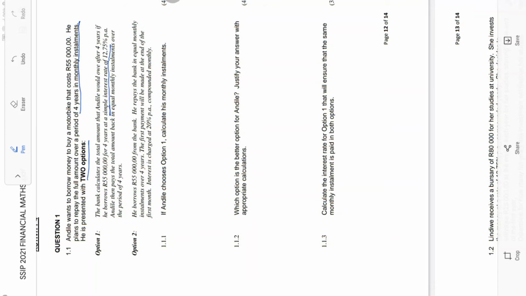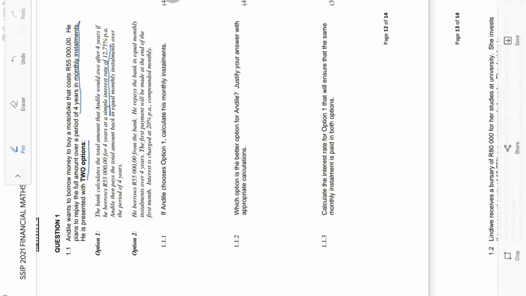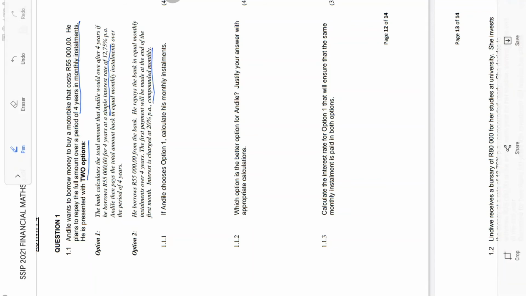How about option 2? He borrows 55,000 from the bank. He repays the bank in equal monthly installments over 4 years. The first payment will be made at the end of the first month. The interest is charged at 20% per annum compounded monthly. So option 2 deals with compound interest, whereas option 1 deals with simple interest.